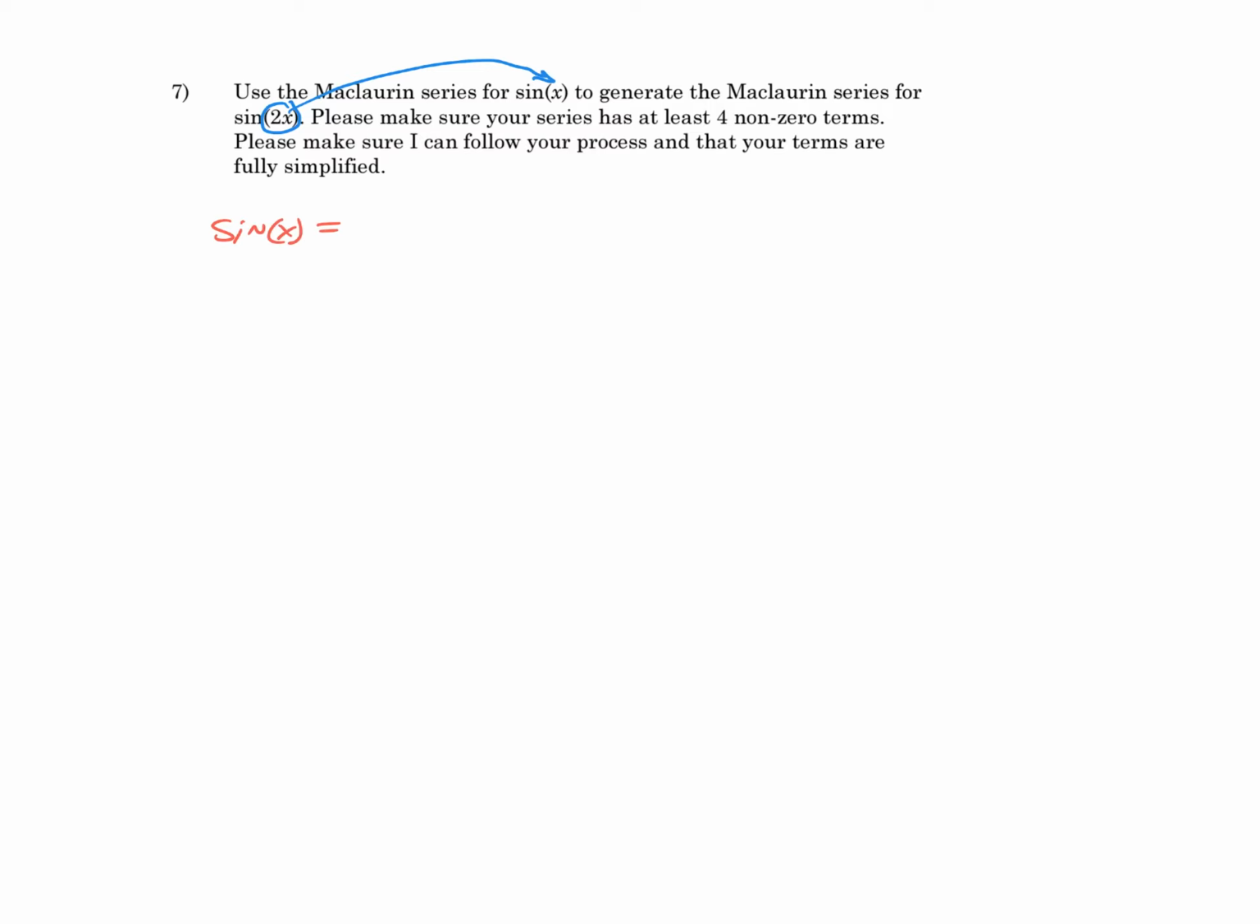Tell me, even if you're lying. It's brain tattooed, Mr. Torrey. x cubed over 3 factorial plus x to the 5th over 5 factorial minus, I think that should be enough, x to the 7th over 7 factorial. So then substitute in. So substitute 2x in for x, and we got it.